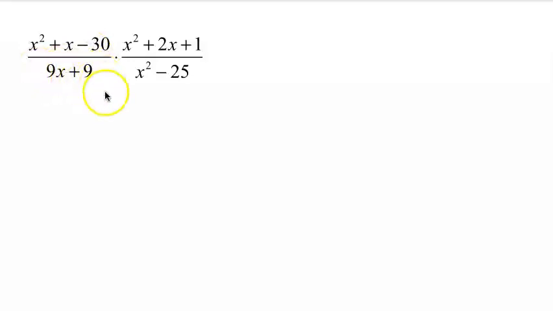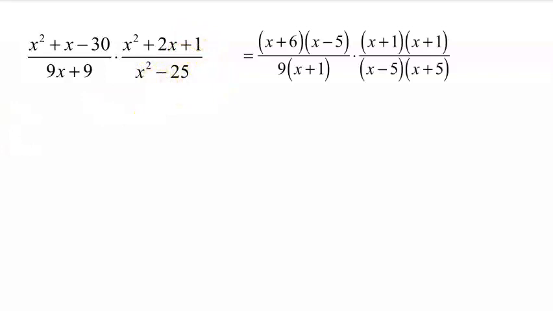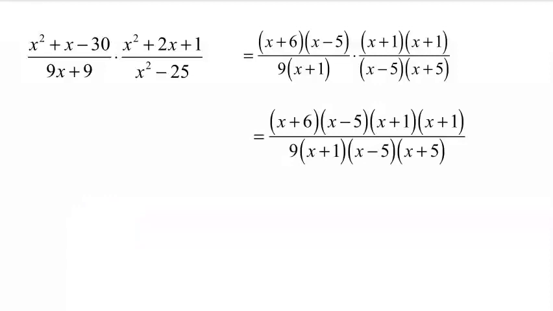9 times x plus 1, factor out the 9, 9 times x plus 1. X squared plus 2x plus 1, x plus 1 times x plus 1. X squared minus 25, x minus 5 times x plus 5. So now we have this fraction times this fraction. We can write it all as a single fraction. So x plus 5 times x minus 5 times x plus 1 times x plus 1 over 9 times x plus 1 times x minus 5 times x plus 5.